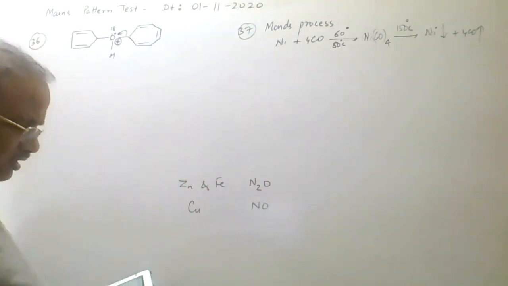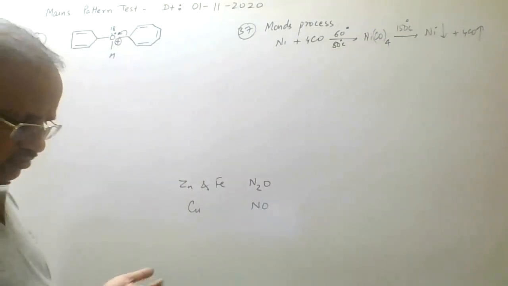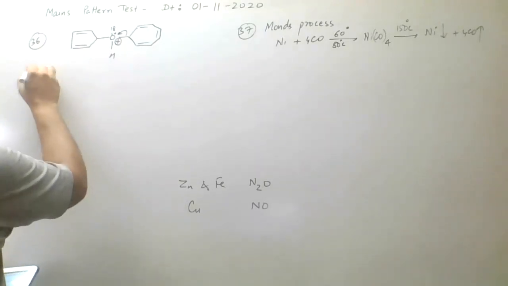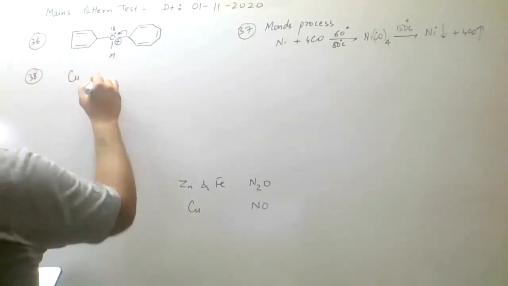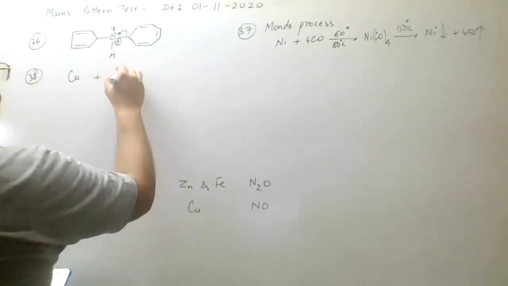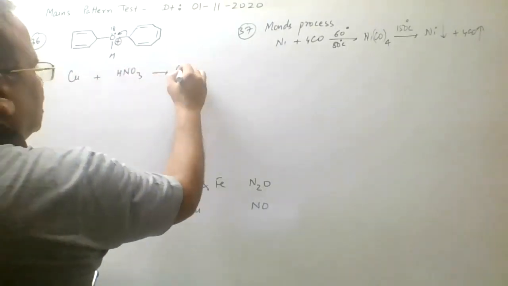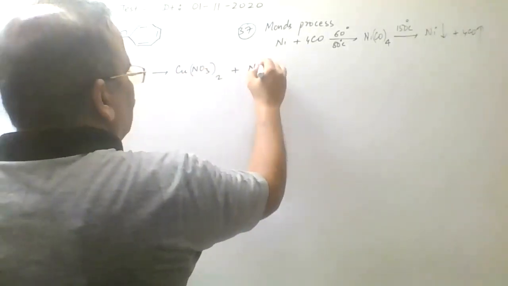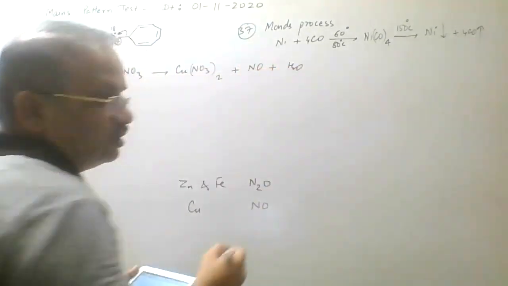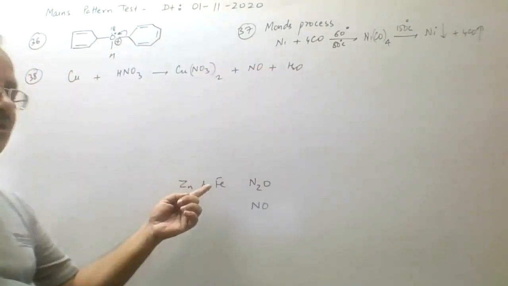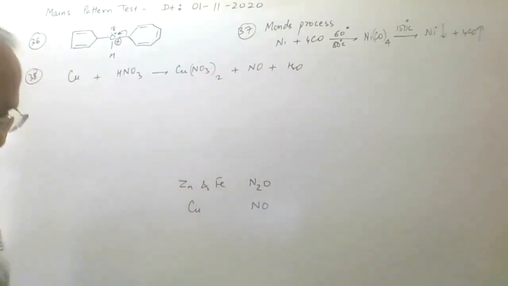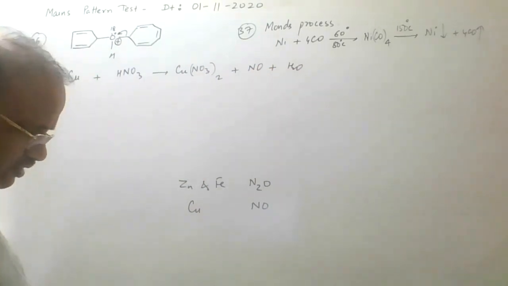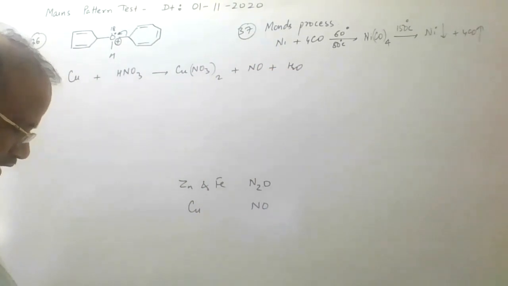So in case of zinc, we can easily check that if we treat a metal with HNO3, we'll get the metal nitrate, M(NO3)2. If it is copper, we'll get NO plus H2O as the product. But if it is zinc or iron, it will liberate N2O. That we have studied in the 15th group elements, on the reaction of HNO3 with metals.